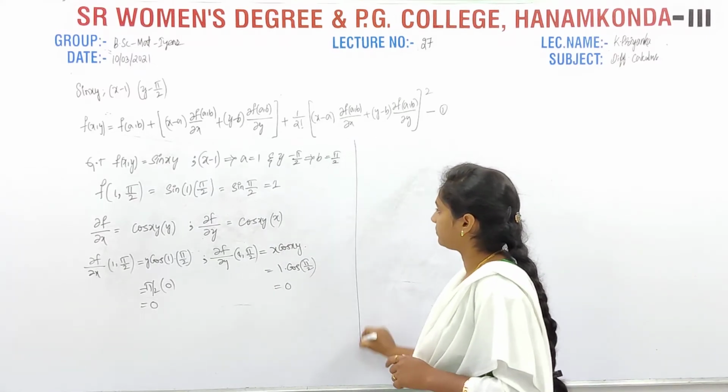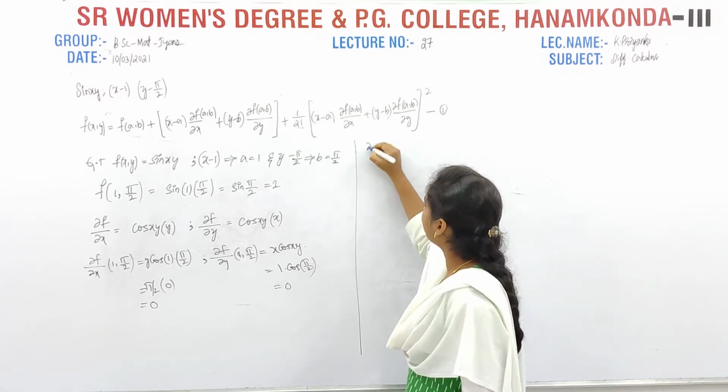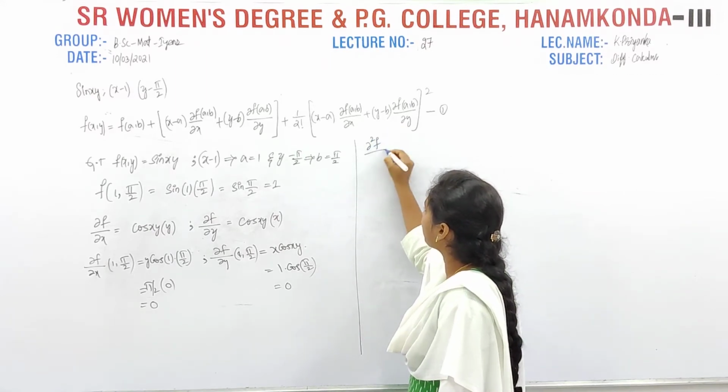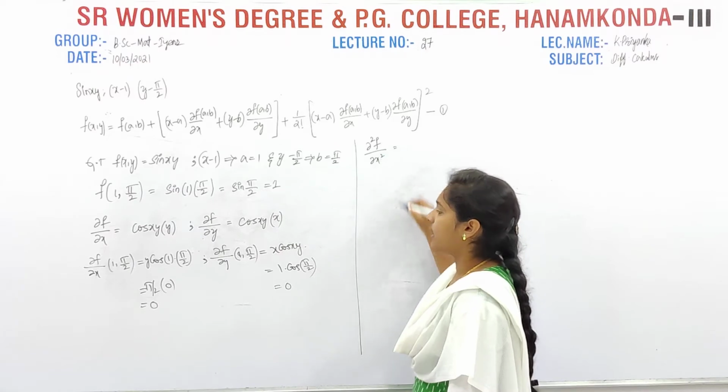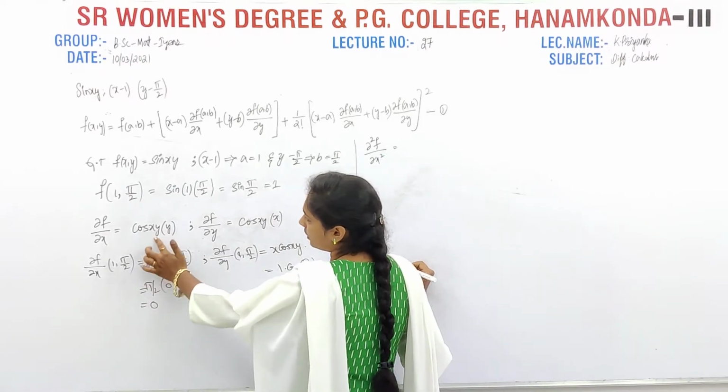Next I have to calculate the second derivative, that is dou square f by dou x square. Now this is nothing but dou f by dou x.